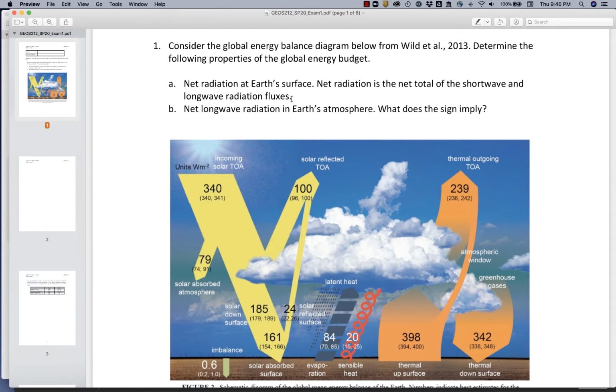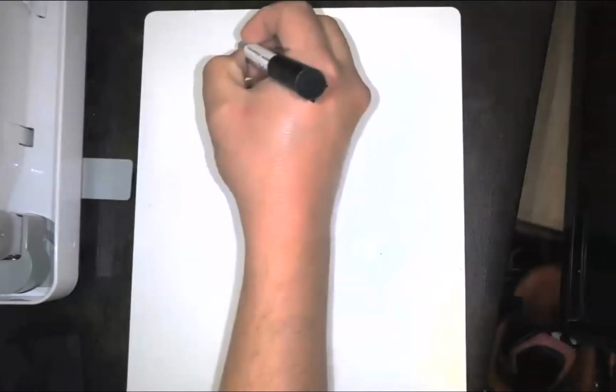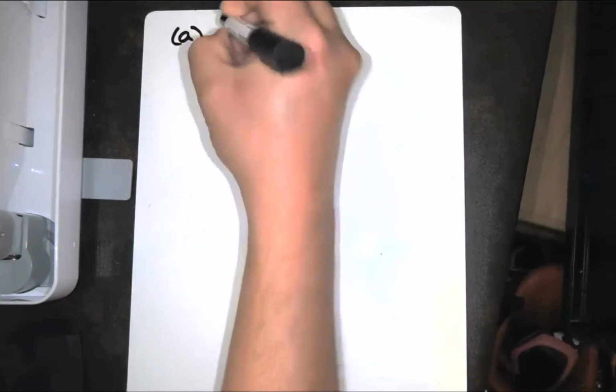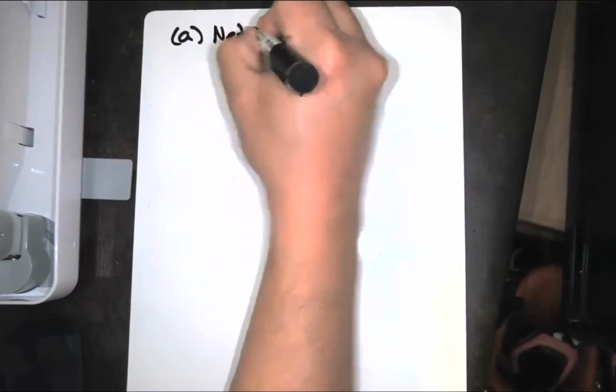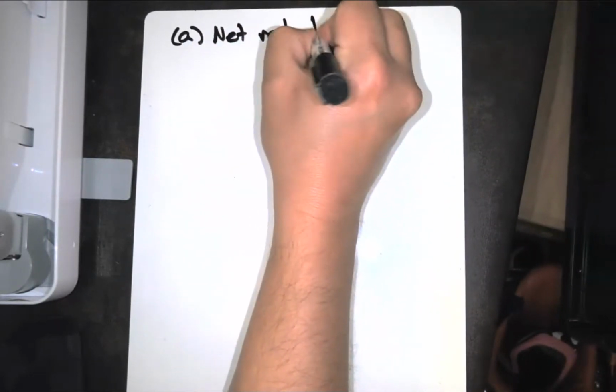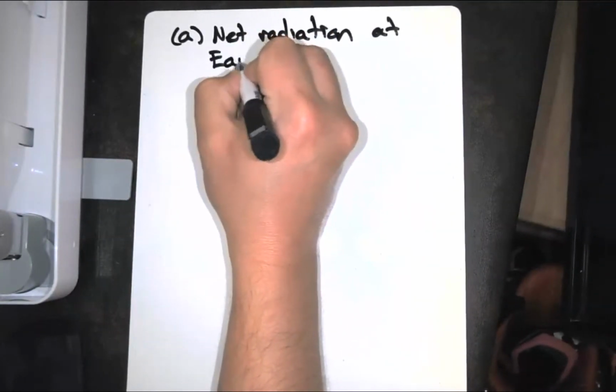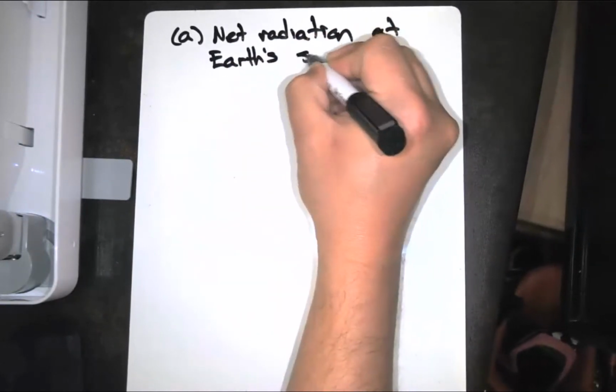So as long as we do that, as long as we're very careful about determining what comes in and what goes out, and assigning the proper and a consistent sign for each of those fluxes, then this problem should be somewhat straightforward. So we'll start off here by saying, okay, so problem A is asking us to find the net radiation at Earth's surface.